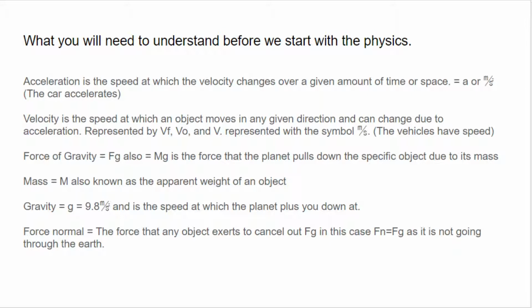What we'll need to understand before we start with the physics is acceleration, which is the speed at which velocity changes over a given amount of time. Velocity, which is the speed at which an object moves in any given direction and can change due to acceleration. The force of gravity, which is the force at which the planet pulls down the specific object due to its mass. The mass, which is the apparent weight of an object.